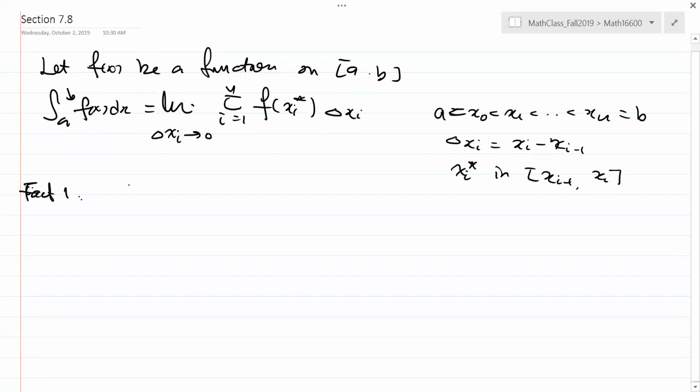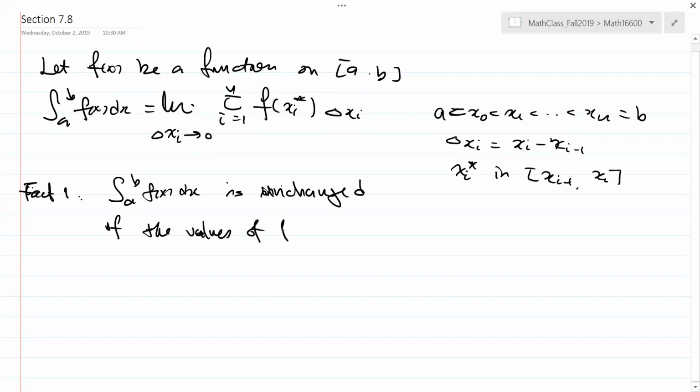Okay, the value of this integral is unchanged if the value of the function f changes at finitely many points. Okay, so that means you can allow the function to be not continuous.